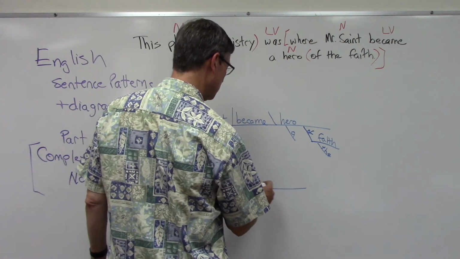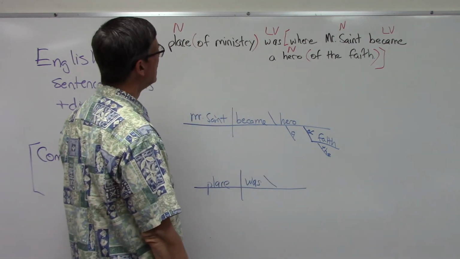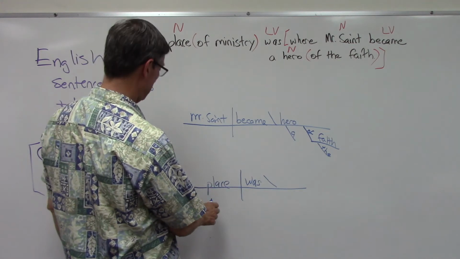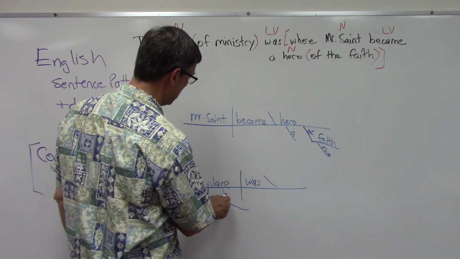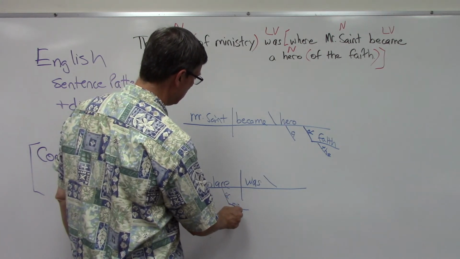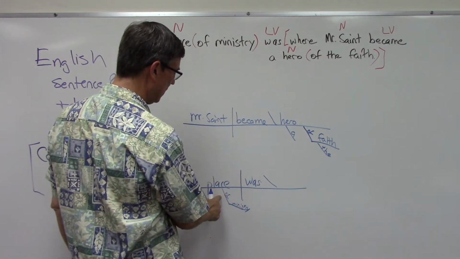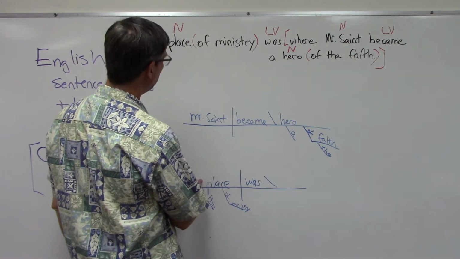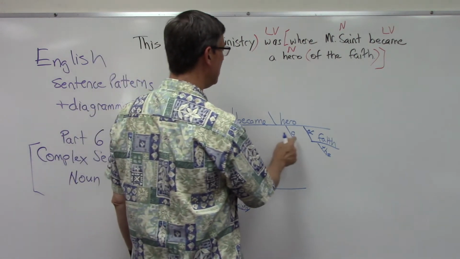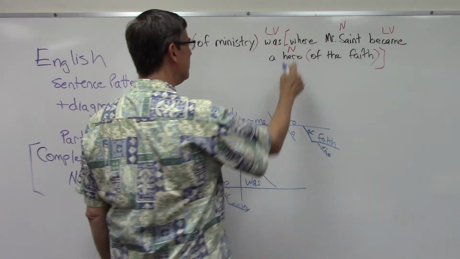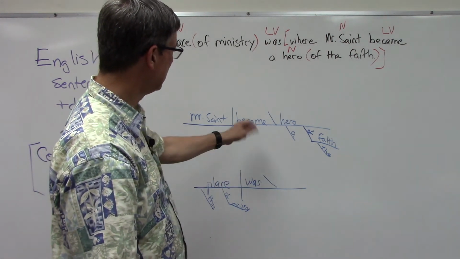Place was, now because this is was, we've got to do a slanty line. Place, so we'll put this place of ministry, because of ministry is describing place. And this describes, okay, place was, now we have Mr. Saint became a hero of the faith. What do we do with the word where? What do we do with where? And then how do we link these two together?